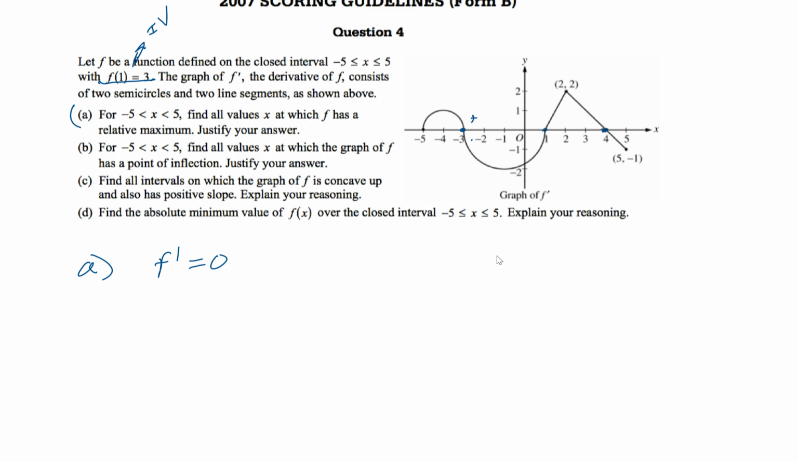Positive, negative is a max. Negative, positive is a min. Positive, negative is a max. So I have it at x equals -3 and at x equals 4. Why? Because you go from positive to negative.